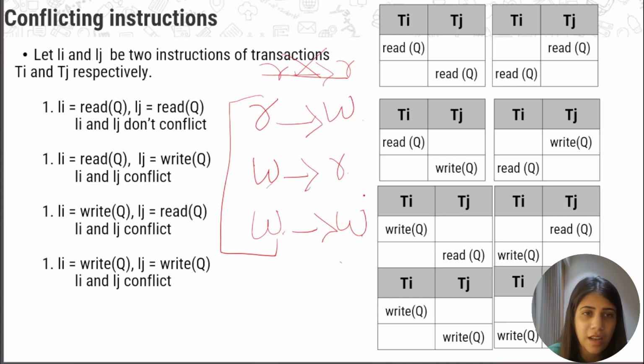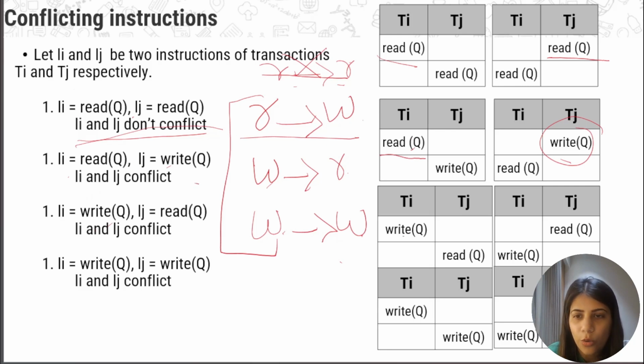Now let's see this example, where Li and Lj are two instructions of the transactions Ti and Tj respectively. In the first one it is reading Q, and over here also it is reading Q, which means read is not a pair, so they don't conflict. Second one, read Q and in this next one it is write. So read and write is a pair, we know that, so they conflict.